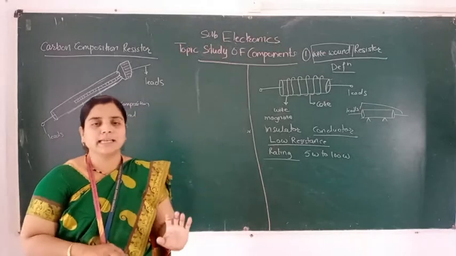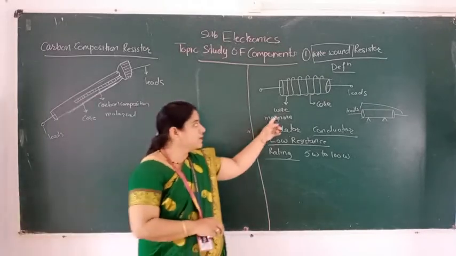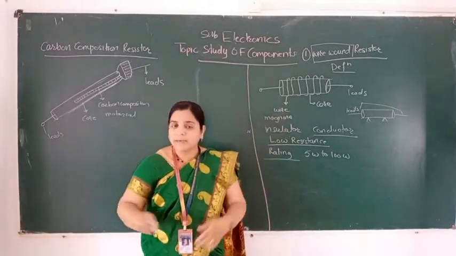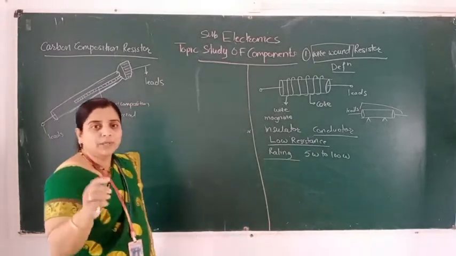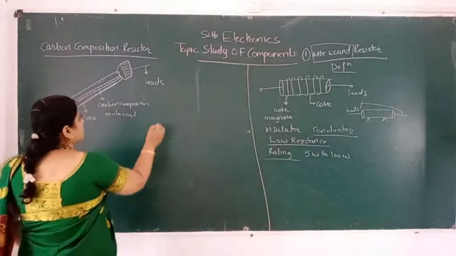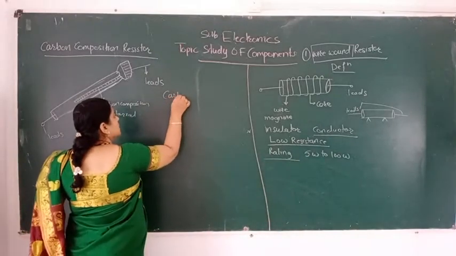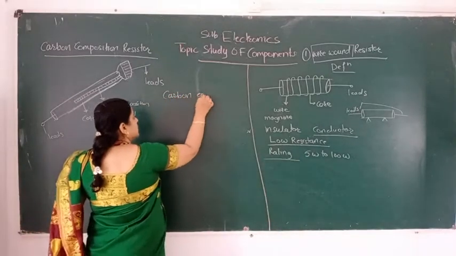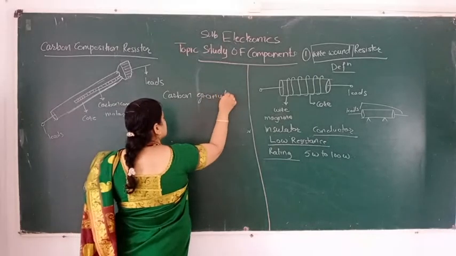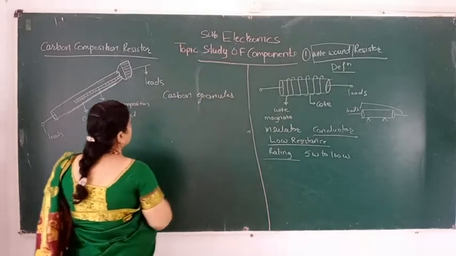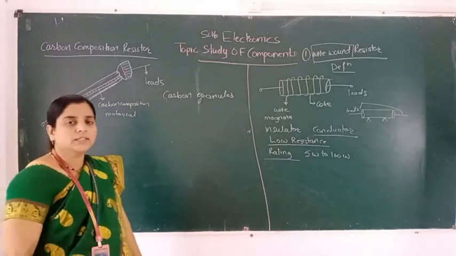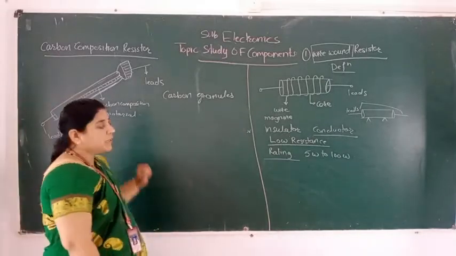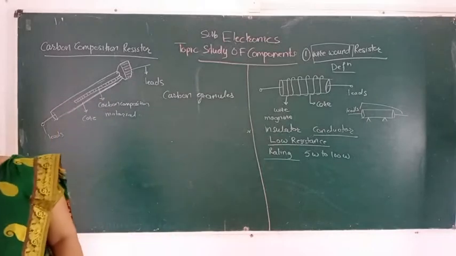Carbon granules are there. Here the wire was wound, but here no wire is used. What is used? Carbon granules are used in the insulating material, and that is called the carbon composition resistor.